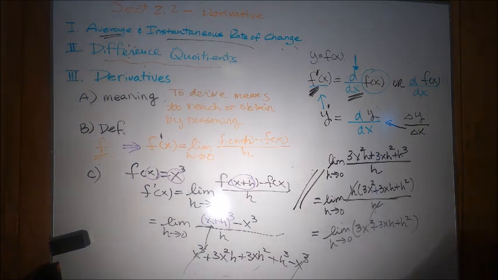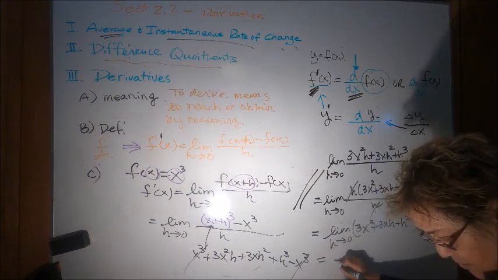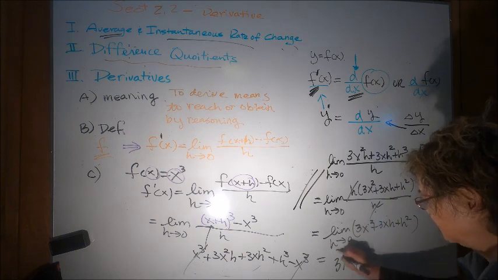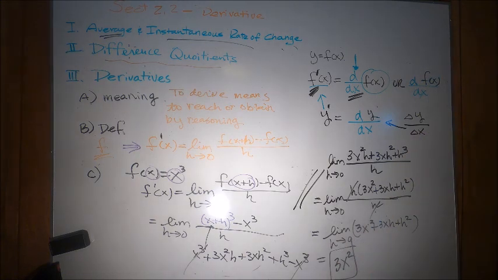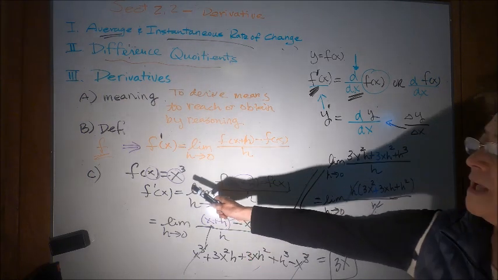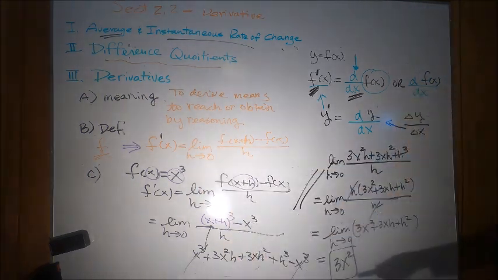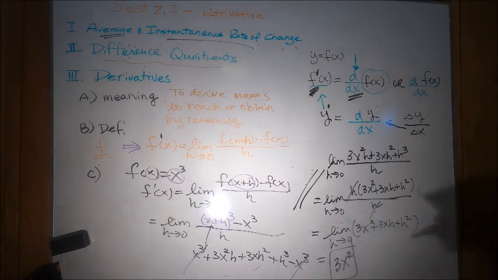Can we plug in now? Yes, right? Without making the denominator 0. So plug in h equals 0. So what do we end up with? 3x squared. That's what we have. When we take the derivative of x cubed, it ends up as what? 3x squared.